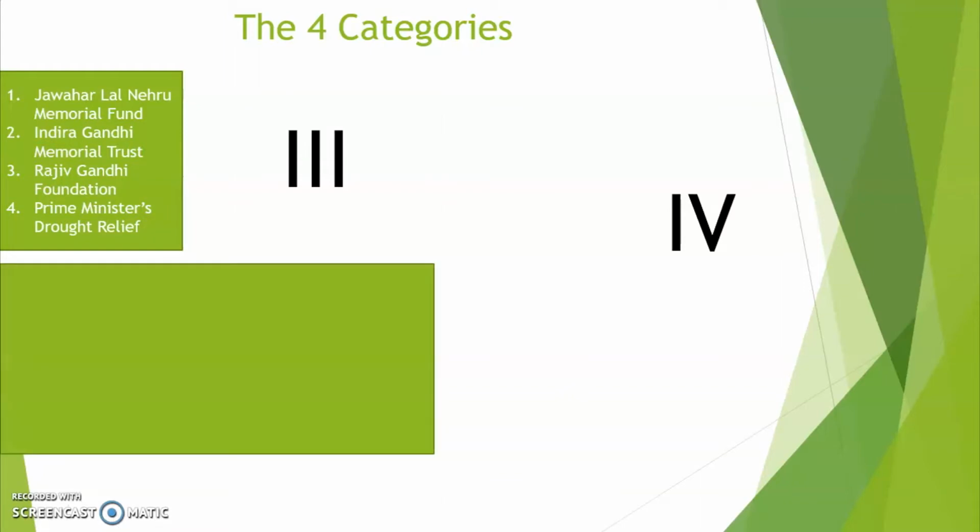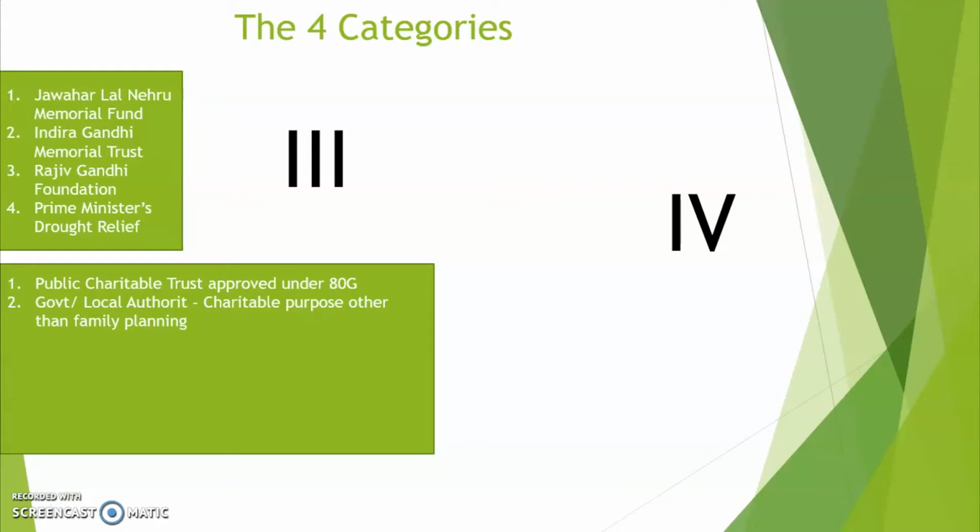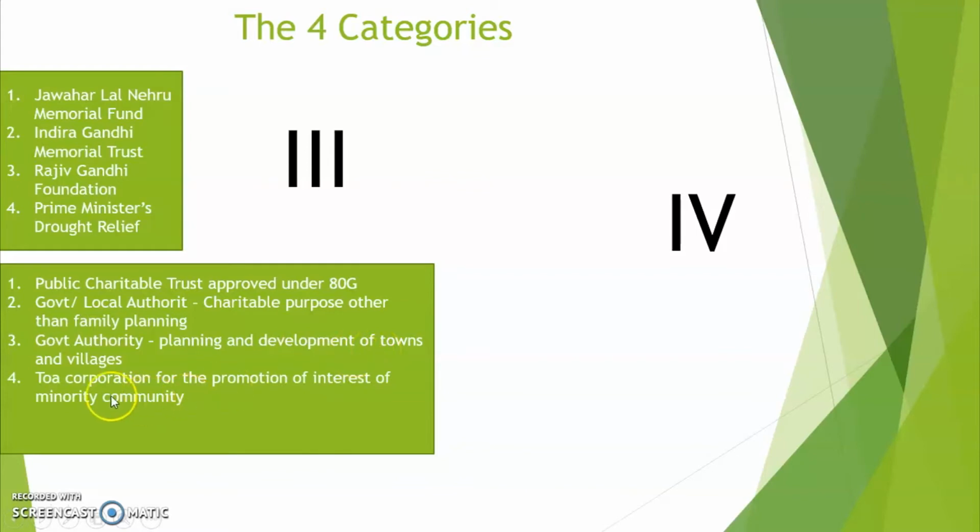Let's check category 2. These are the items that appear in category 2. First of all, donations to public charitable trust. So charitable trust is what you need to remember, and that should be approved. Second one, any government authority, let it be local, central or state, whatever it is, a donation that we make to them for any purpose other than family planning. For family planning, it will fall under category 3. You will see it once we check out the list of items over here. Next, any government authority for the purpose of planning and development of towns. Alright. To a corporation for the promotion of interest of minority community.